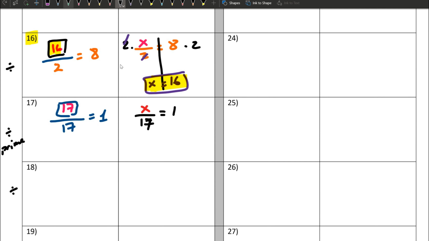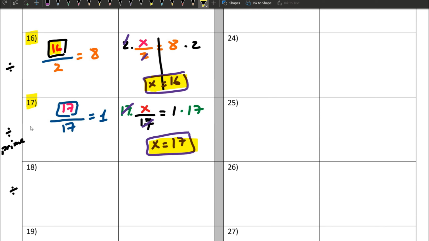So to get rid of the fraction, you're going to multiply both sides by 17. 17 and 17 cancel each other out, so x equals 1 times 17, which is 17. I know there's a bunch of 17s there. Because of the redundancy of 17, I might confuse you. If you think you're confused, pause the video and go back and watch this one more time.